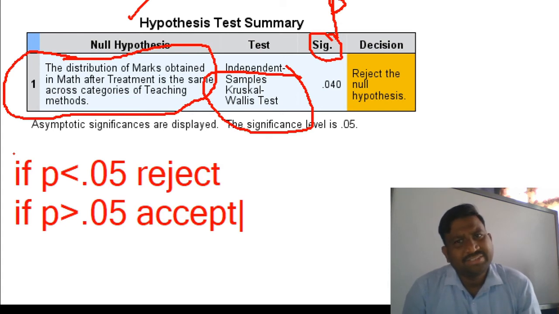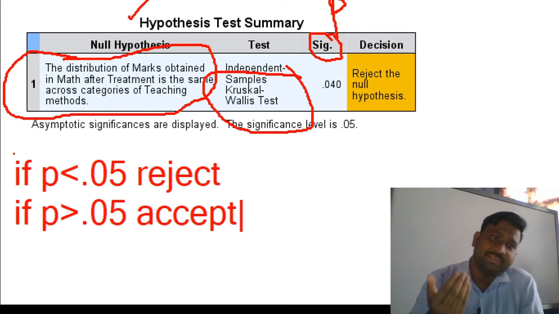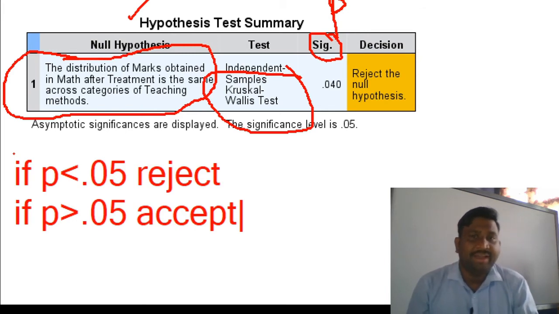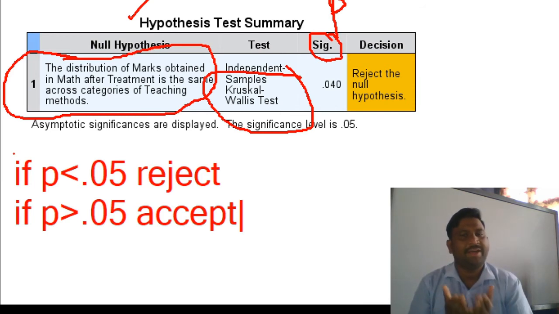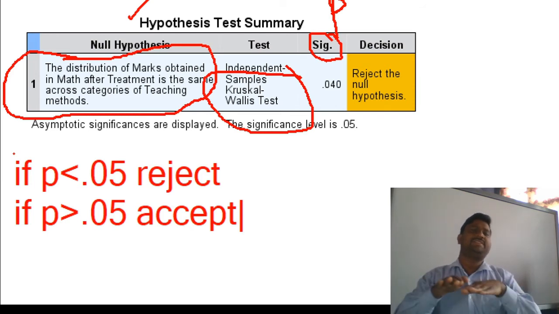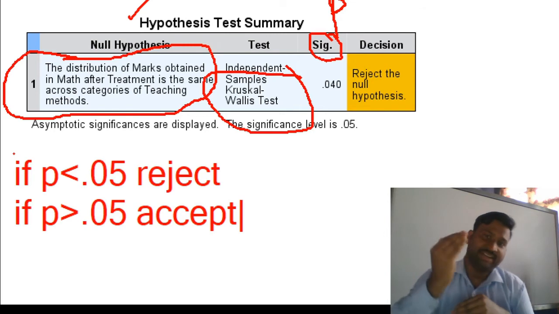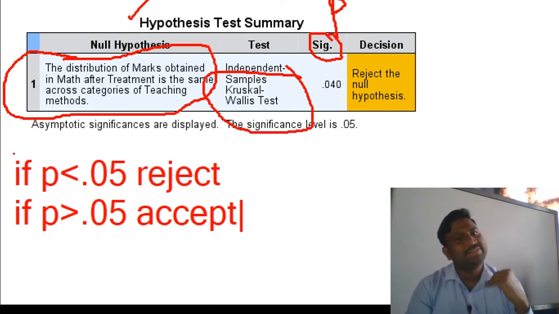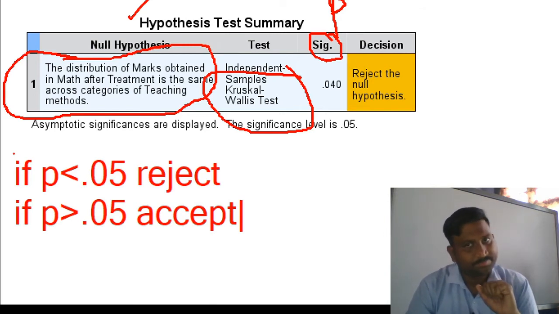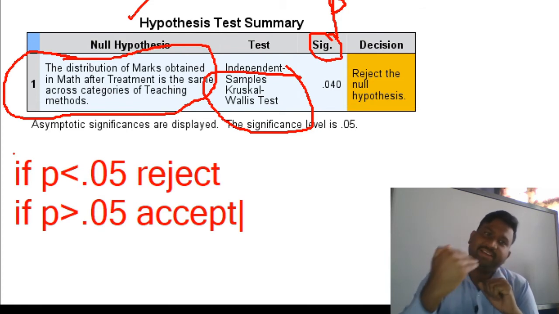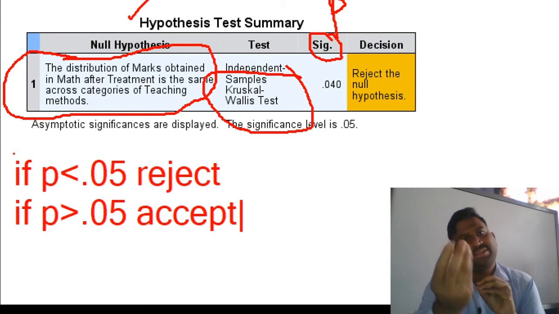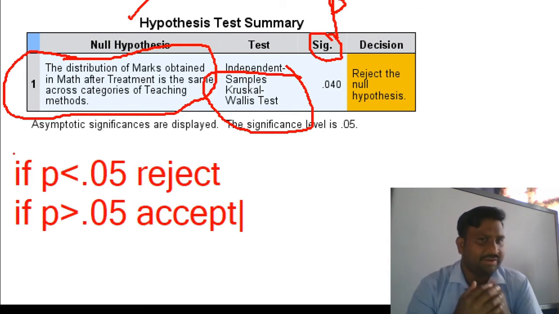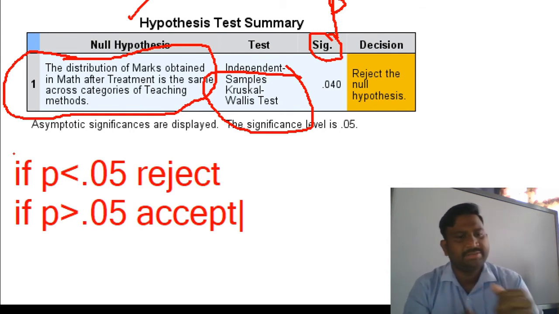What is the meaning of rejecting a null hypothesis? Rejecting a null hypothesis means we have unequal distribution. If we had accepted this null hypothesis, it would have meant the distribution is the same, but we have rejected it, which means some method is better than another method. Means variation is there. So how do we know what is the variation, what is the best method out of these three? What do we have to do? Let us see.